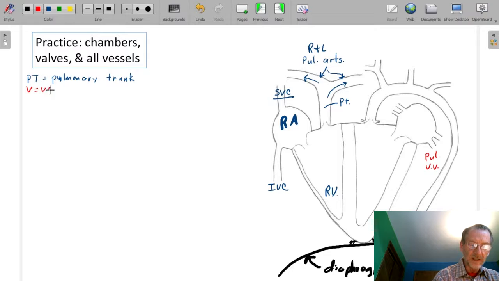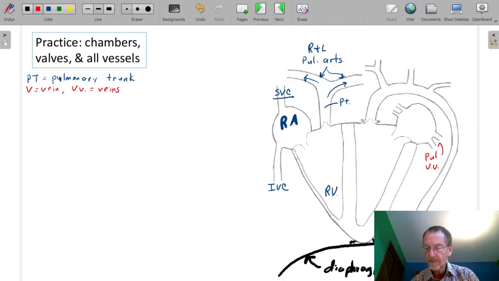V equals vein, and VV equals veins. So pulmonary veins. And these also are pulmonary veins. So this is our left atrium and our left ventricle.